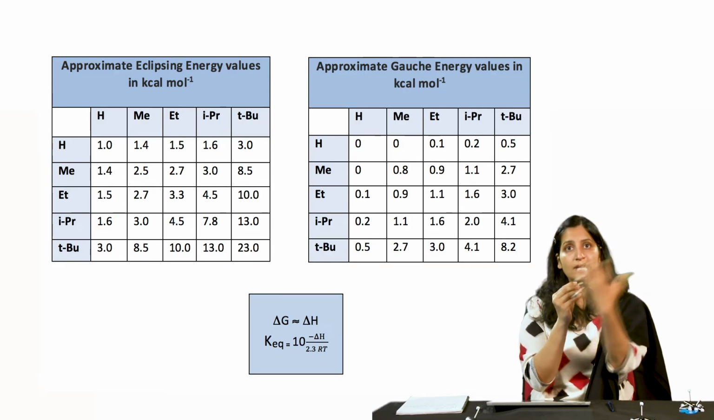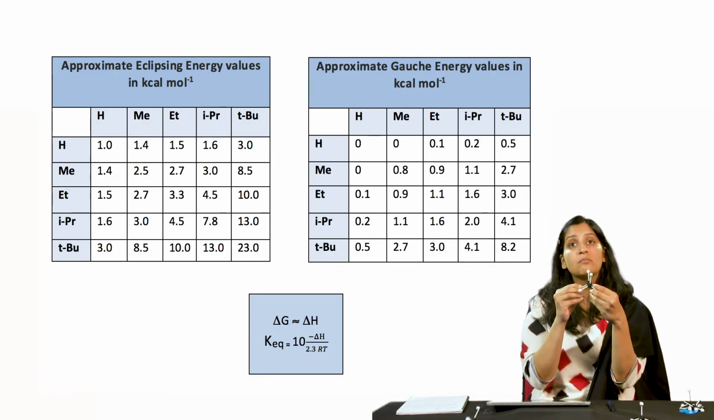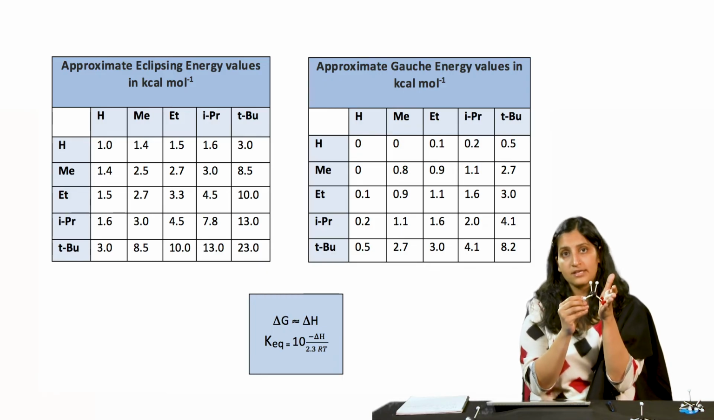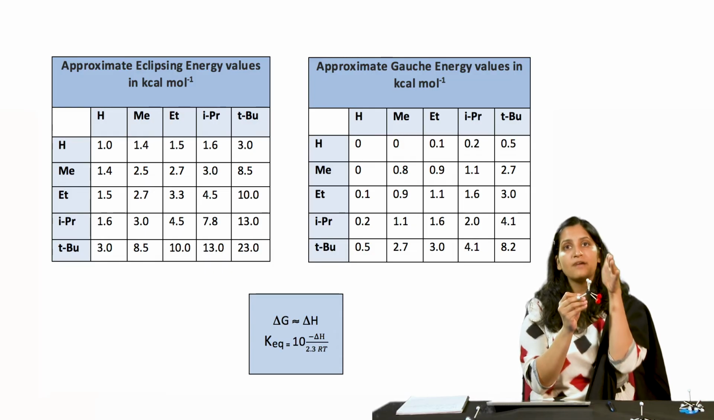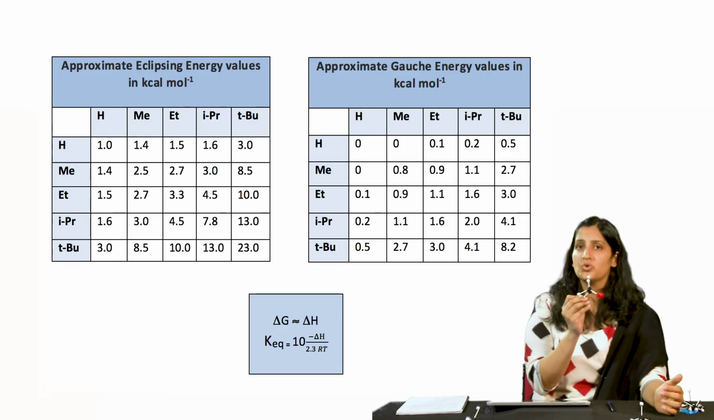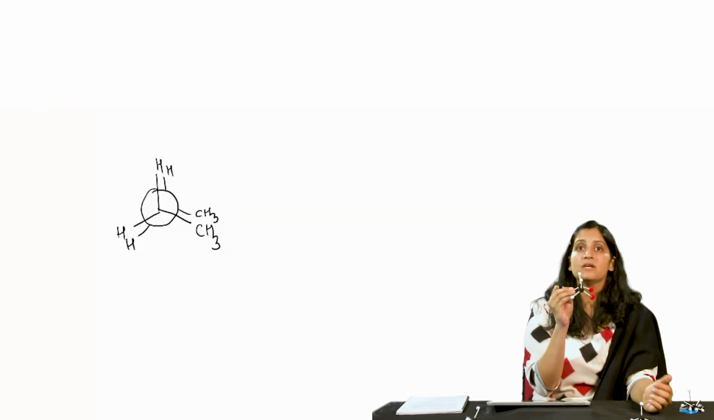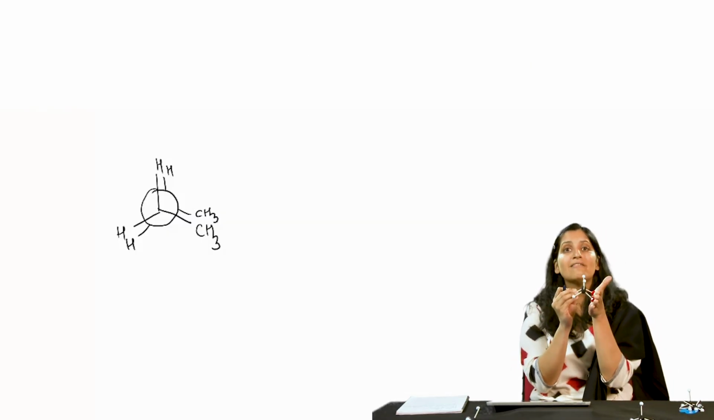So, right now the total energy, or the strain that this particular molecule is experiencing, will be 2.5 plus 2, which is close to 4.5 kilocalories per mole. So, this particular conformation will be highest in energy because I have a methyl-methyl eclipsing with each other.